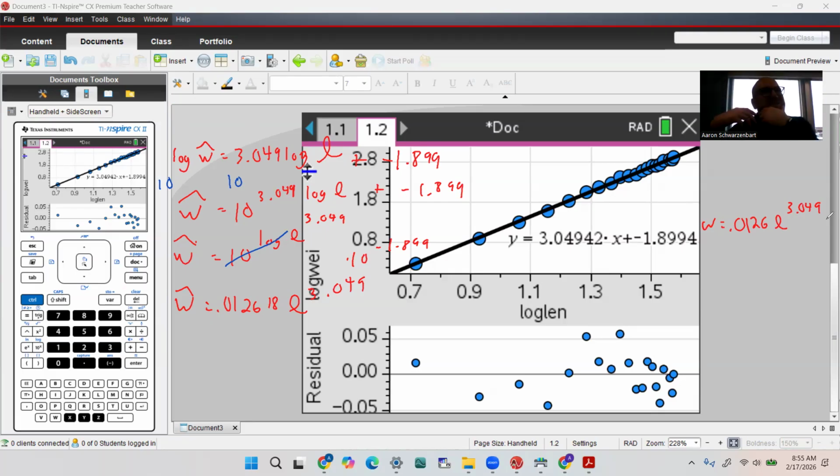Does that kind of make sense? It's like you have to practice these. You just have to get the calculator thing down, but that's all there is to this.